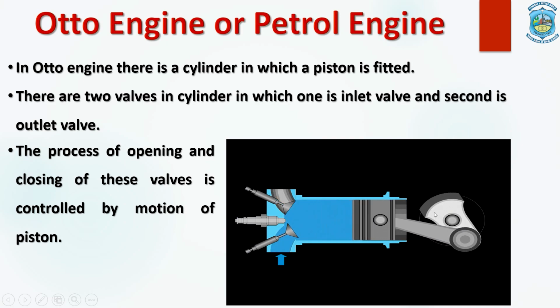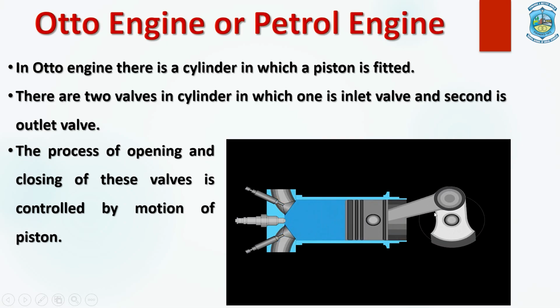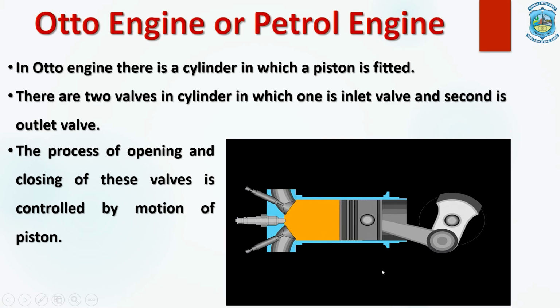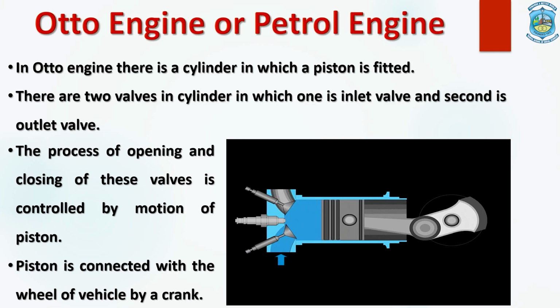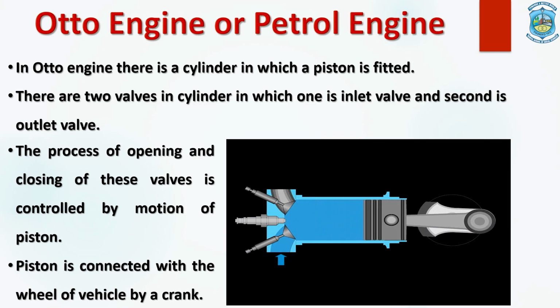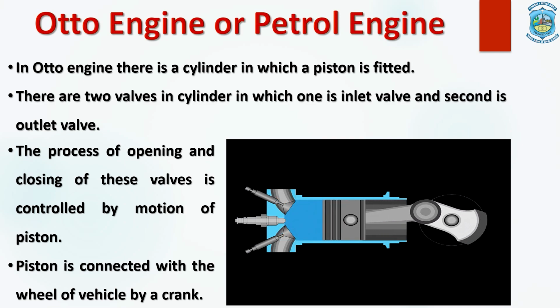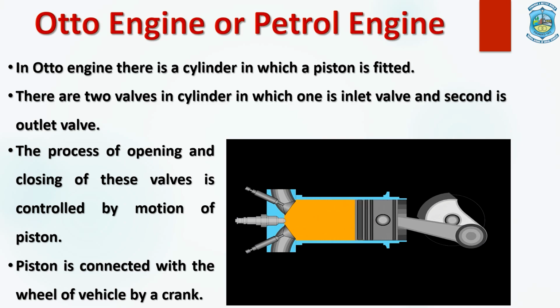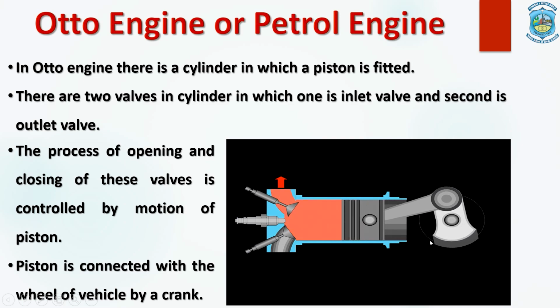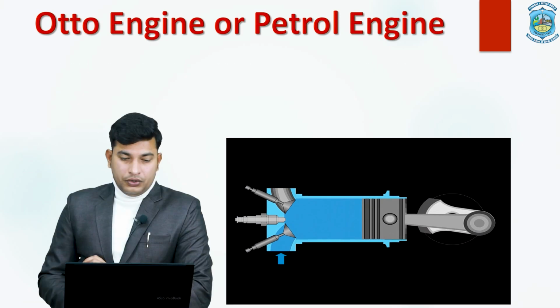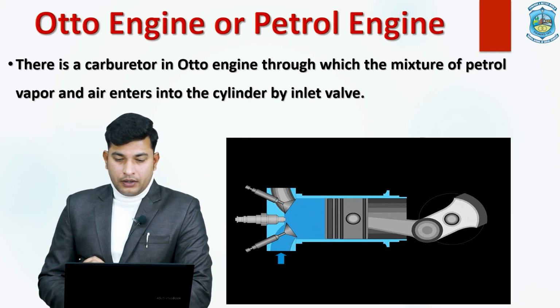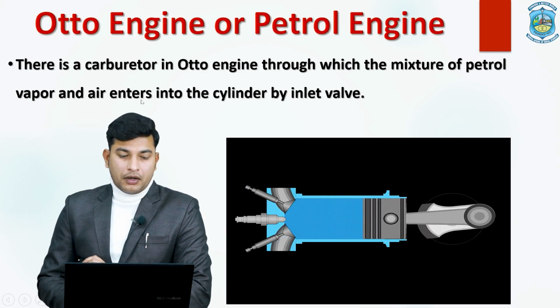This motion creates the opening and closing of the valves, and the piston is connected with a crank, and this crank is connected to the wheel of a vehicle. So the vehicle's wheel is connected to this piston, and we get the rotation of our wheel by this motion of the piston.